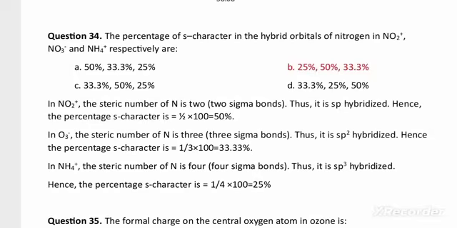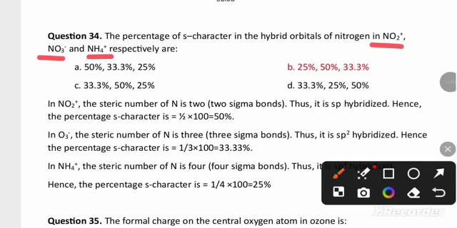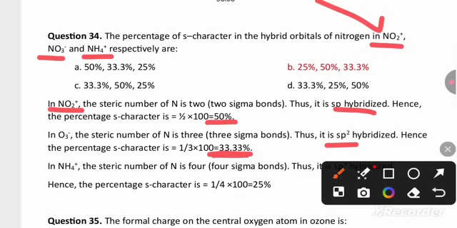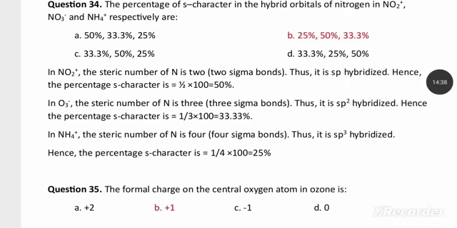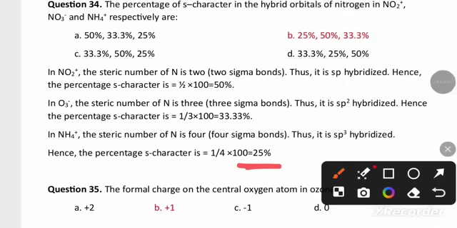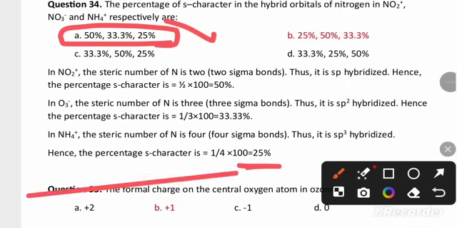Next, the percentage of s character in NO2 plus, NO3 minus, NH4 plus. In NO2 plus, the nitrogen shows sp hybridization. In sp hybridization, the percentage of s character is 50%. In NO3 minus, the nitrogen has sp2 hybridization, and in sp2 hybridization the percentage is 33.33%. And in NH4 plus, the hybridization of nitrogen is sp3, and in sp3 the percentage of s character is 25%. So option A is the right answer for this question.